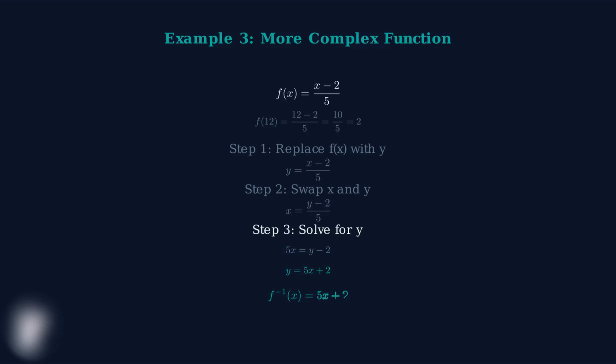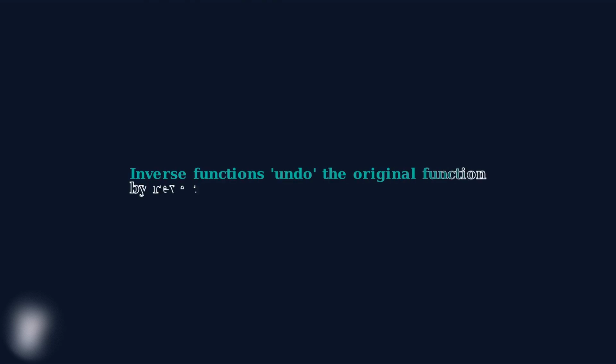Therefore, the inverse function is f inverse of x equals 5x plus 2. Notice how this reverses the original operations. It multiplies by 5 and adds 2. We can verify, starting with 2, the inverse gives us 12, and applying the original function to 12 gives us back 2. In summary, an inverse function undoes the operation of the original function.